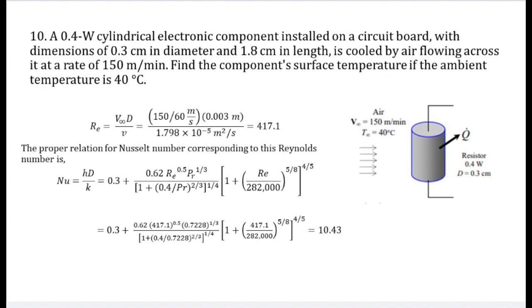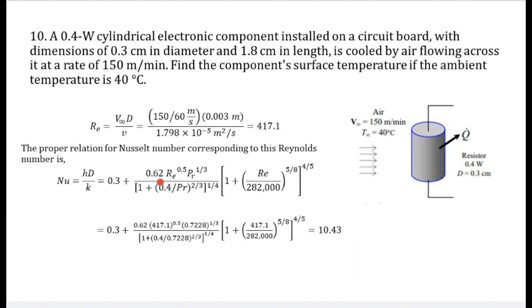Next is the proper relation for the Nusselt number corresponding to this Reynolds number. So this is the Nusselt number. Corresponding to the Reynolds number, we have this equation. So this is a very long equation, but you can find this in the book. So you'll just read in the book and you'll get this equation. In that equation, we have the Reynolds and Prandtl numbers. So let's just substitute the numbers in this equation.